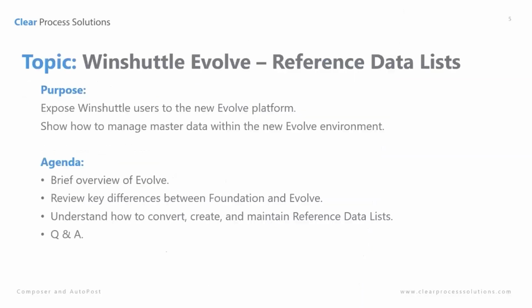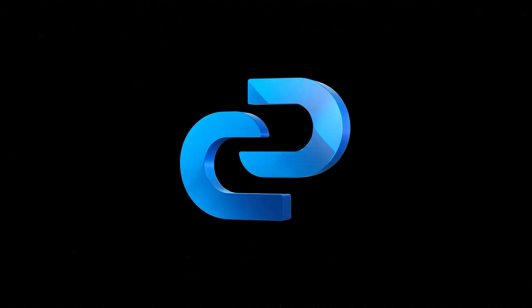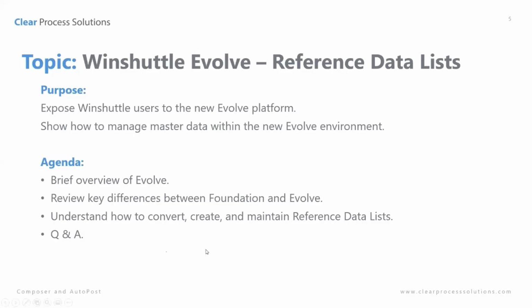So we'll go right ahead and just jump in because this is a pretty big topic and I want to get through as much as we can. What I'm trying to do today is give everybody some exposure to the new WinShuttle platform, which is called WinShuttle Evolve. And then more specifically show how to manage the master data within WinShuttle Evolve, specifically referring to what's called reference data. As I mentioned, we'll make sure that as we leave here, we understand how to convert, create, and maintain reference data lists. And then we'll have some time for Q&A as well.